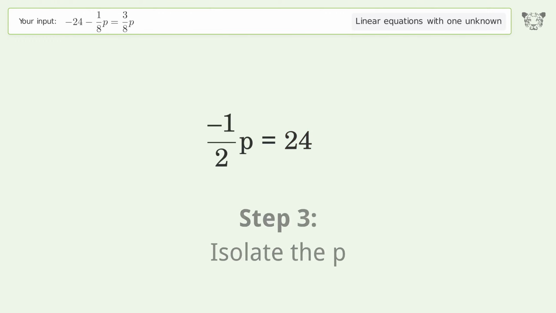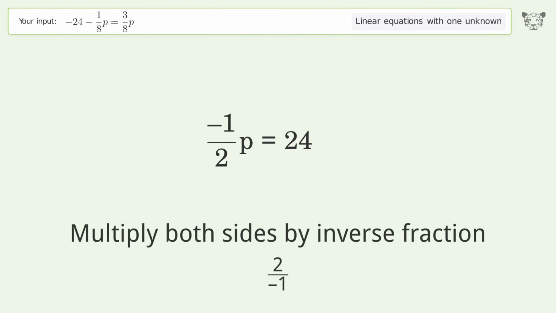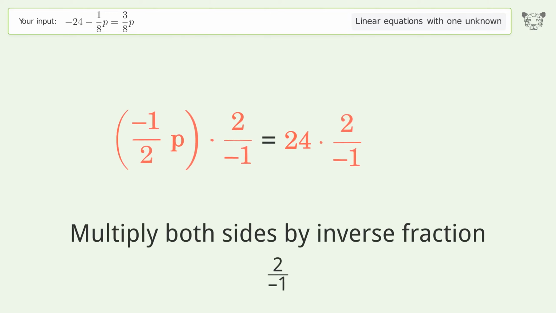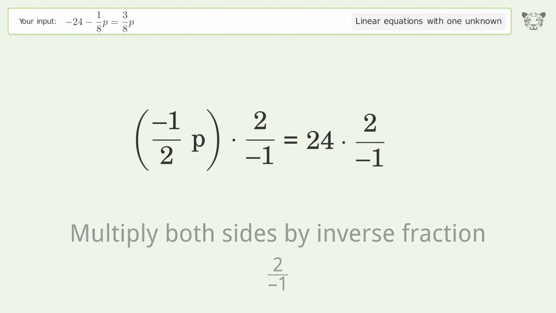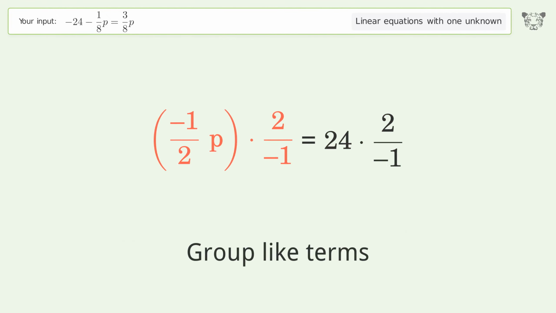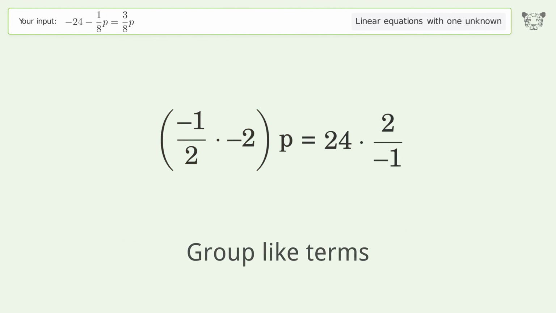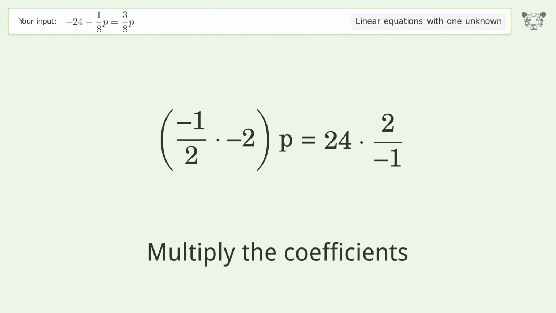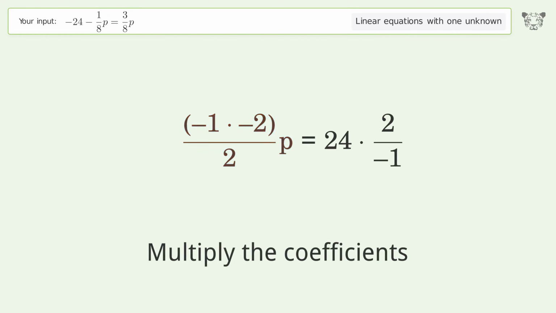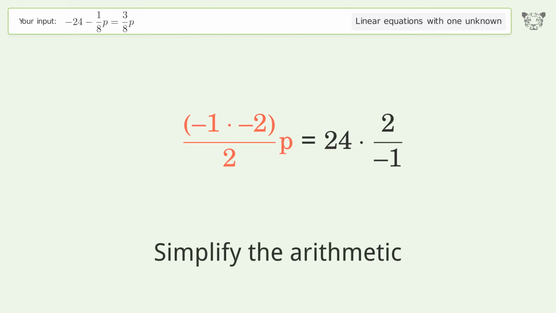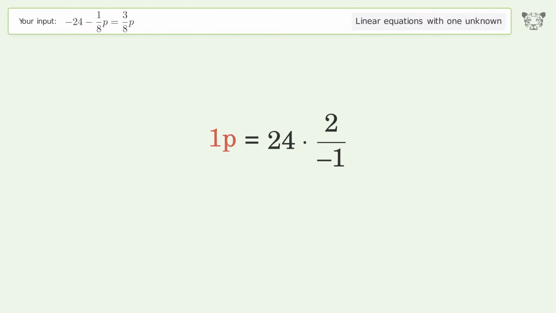Isolate the p. Multiply both sides by inverse fraction 2/(-1). Group like terms. Multiply the coefficients. Simplify the arithmetic. And so the final result is p equals -48.